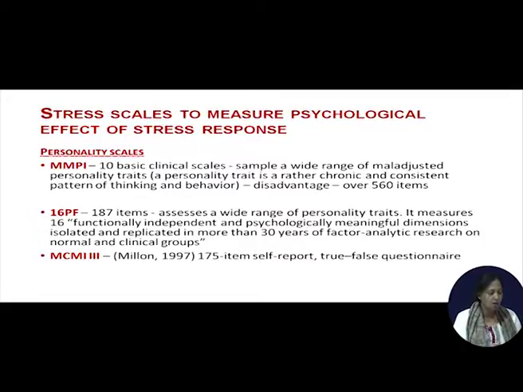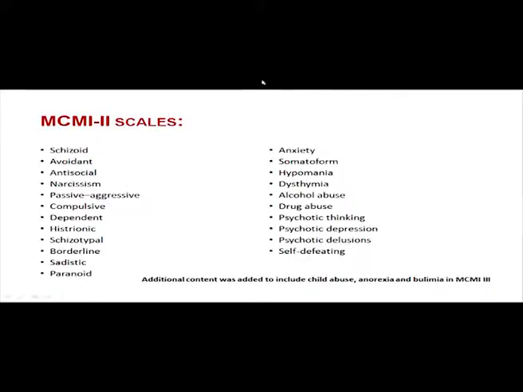MCMI 3 is a recent version, and it was first researched and found out by Millon. MCMI 3 came out in 1997. Before that, there was MCMI 2, which is a 175 item self-report true or false questionnaire. Again, as you can see, all the personality scales are a little detailed, and these are the MCMI 2 scales. So, it talks about several types of personality types.